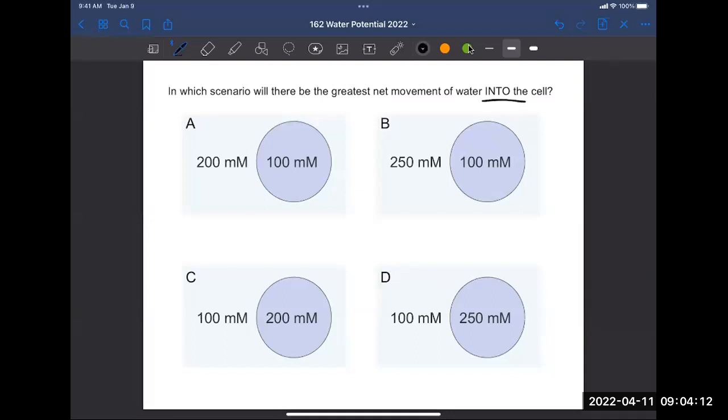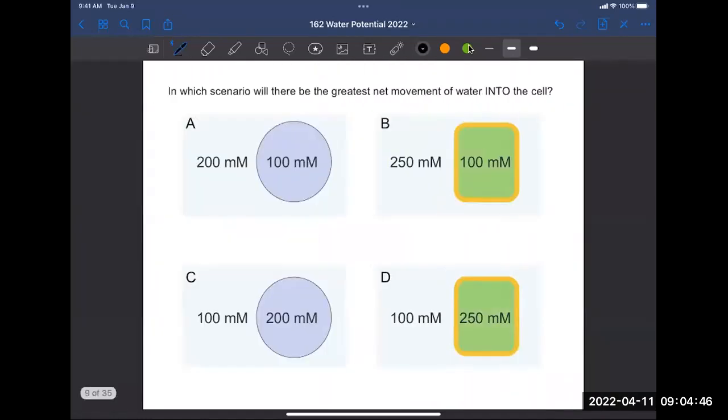If you didn't get it right, make sure you look at the numbers carefully. So D is the best answer here. With the first two, we're going to have water wanting to move out of the cell, from an area of low solute concentration, low osmolarity, to an area of higher osmolarity. With the bottom two, you're going to have water moving in on both of those, but there's a greater difference in osmolarity between the outside and the inside. So D is the answer here.